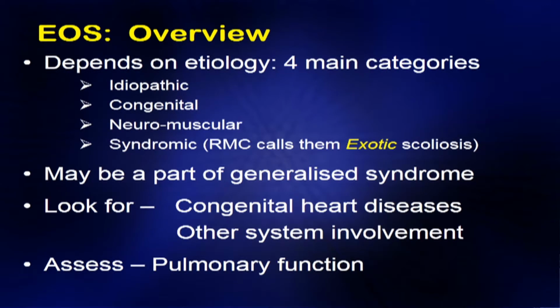There are 4 main categories: the idiopathic, the congenital, the neuromuscular, and syndromic. And it's very important to understand that you may not realize that the deformity, what we call an idiopathic, may in fact, at its outset, actually be part of a generalized syndrome. And I think it's important to actively look for comorbidities, including congenital heart disease and other system involvement. And it's also important in every single one of these cases to assess their pulmonary function.